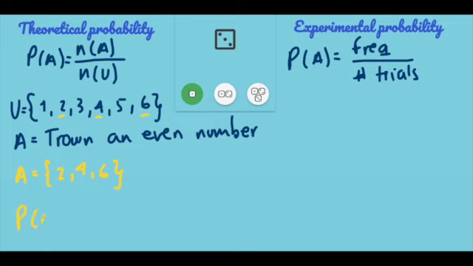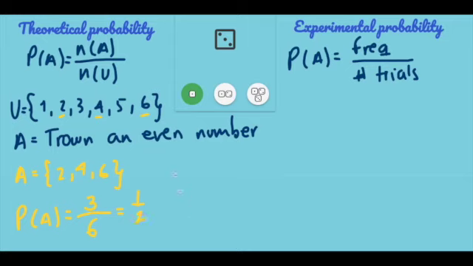So the probability of having A is going to be 3, because it's the number of outcomes that we have in A, over the number of outcomes that we have in total, which is 6. So we simplify this, and it is going to be equal to 1/2, right?